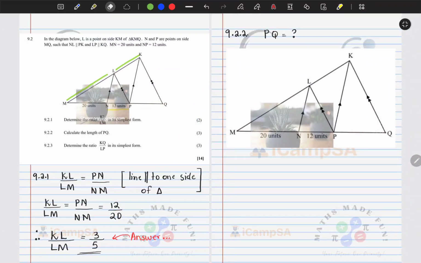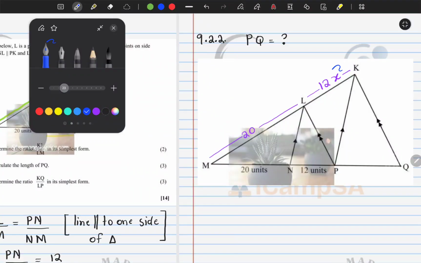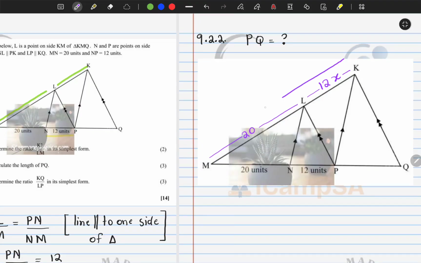Hopefully it will just click and make sense to you guys. So what we are going to do is we are just going to call the side here 12x. Okay, from there to there, then from here to here, that will be 20x. Okay, and then now obviously from there, this entire thing, you can have a look. It's going to be 20 plus that. Let's just put in the x here, 20x. So 20 plus that, that's going to be 32x.